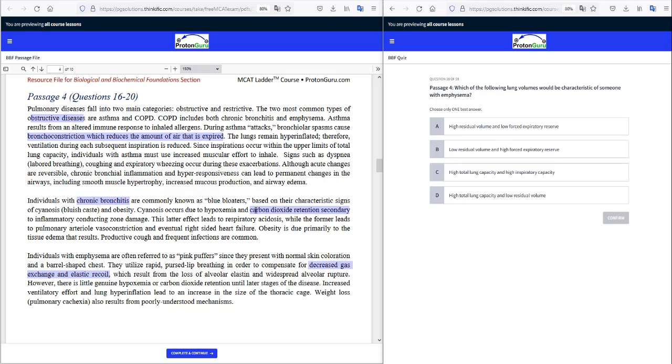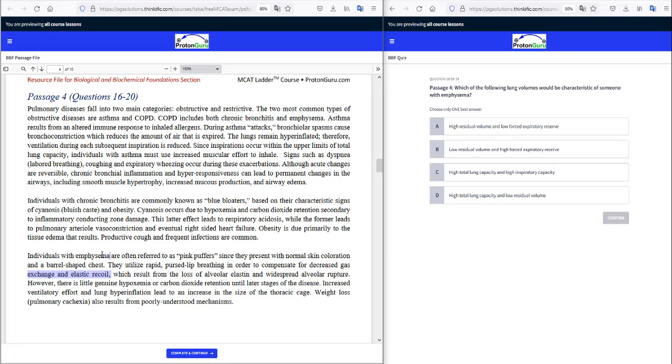All right, next, which of the following lung volumes would be characteristic of someone with emphysema? And we're talking here about residual volume or forced expiratory reserve. So residual volume, forced expiratory reserve, total lung capacity, high inspiratory capacity, total lung capacity, low residual volume. These terms are not things defined in the passage. These are things that you should be familiar with from your review to get ready for the respiratory system questions that are featured in the MCAT. And then we can rely on some of the information in the passage. We already mentioned before the elastic recoil reduction in individuals who suffer from emphysema.